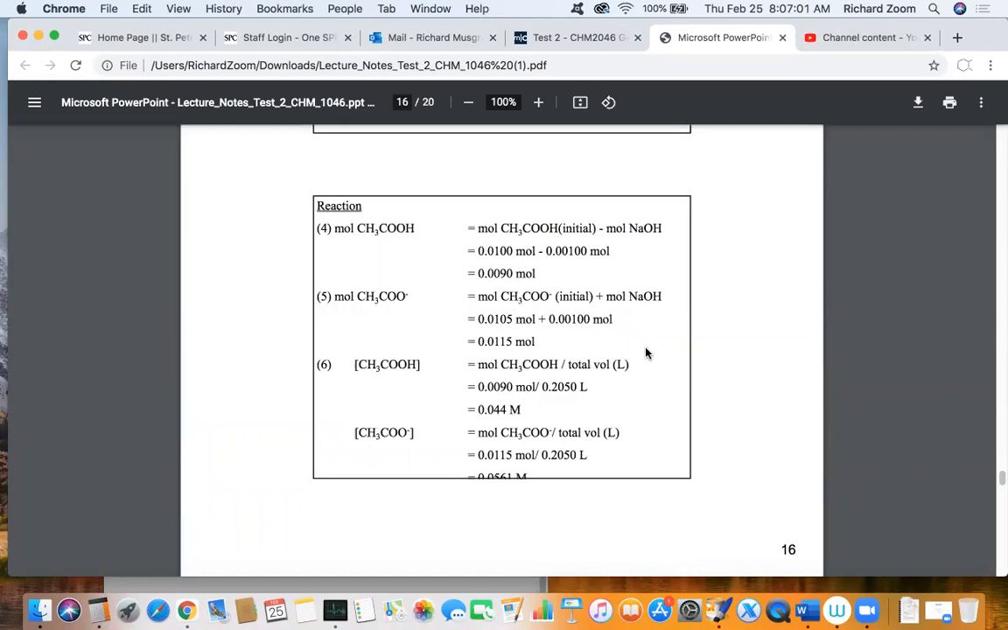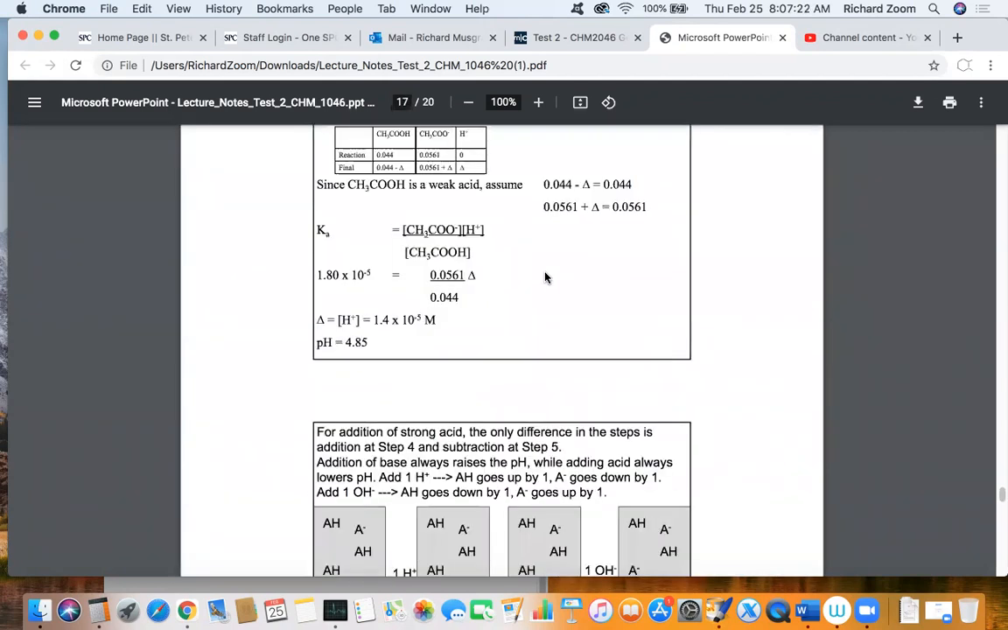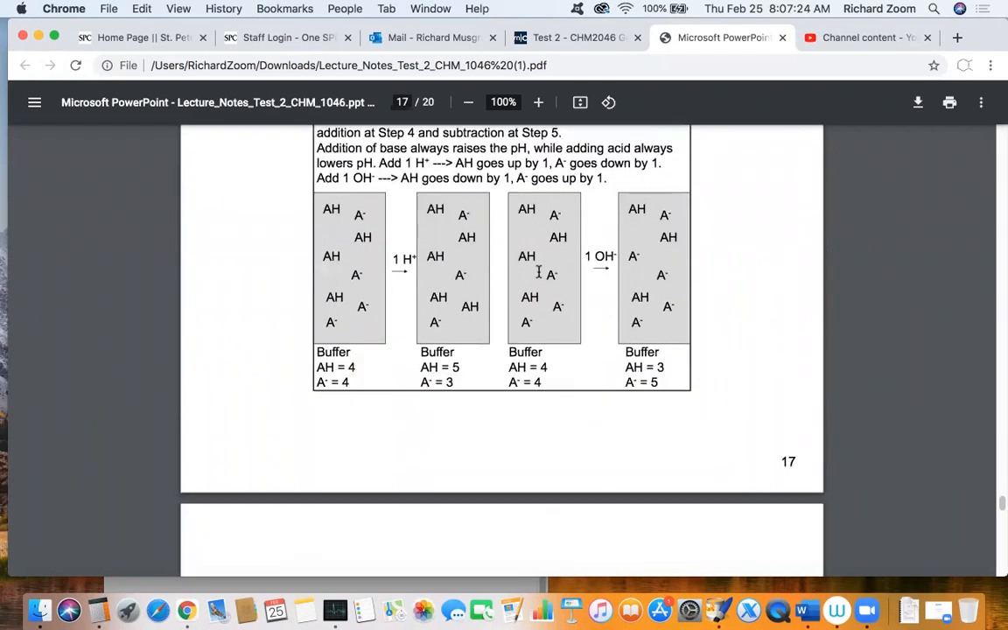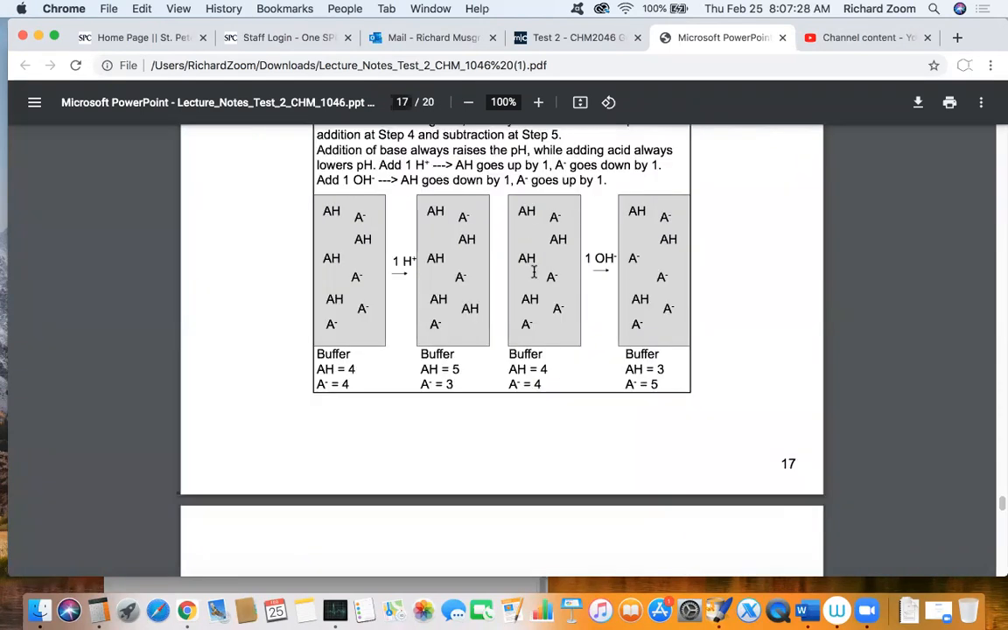Let's see, this step here, the moles of HA initial minus the moles of NaOH, and the moles of A minus initial plus the moles of NaOH. That math was wrong, and I ended up getting the wrong moles for the reaction because I did it in my head and didn't do the maths properly. Anyway, that's been fixed, so you can go back and take a look at that if you want to.